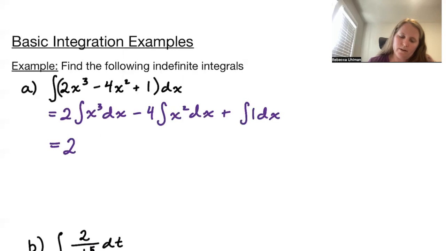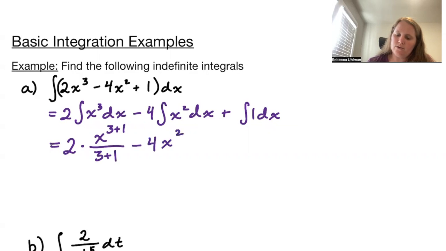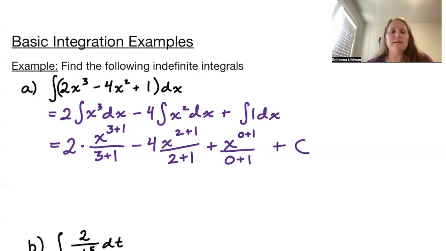So x cubed, we'll have 2 times x to the 3 plus 1 divided by 3 plus 1. Then we'll minus 4 x to the 2 plus 1 divided by 2 plus 1 plus integral of 1 is just x. 1 is x to the 0th, so essentially we're looking at x to the 0 plus 1 divided by 0 plus 1. Then, of course, we have our plus c at the end.